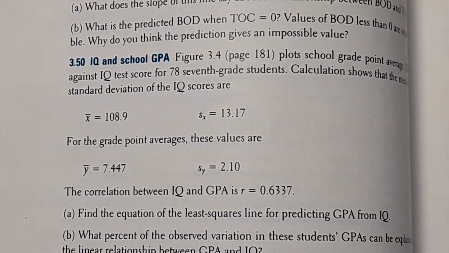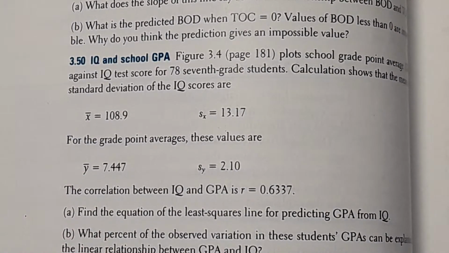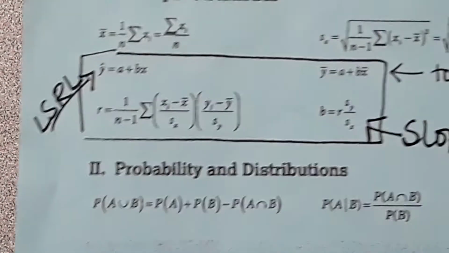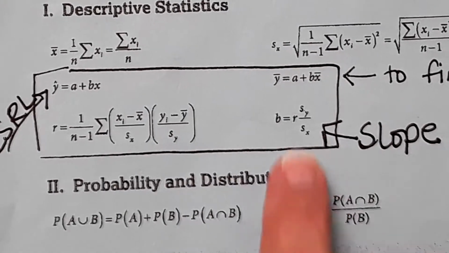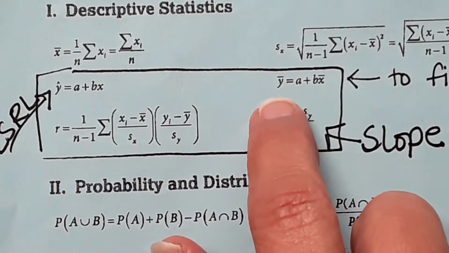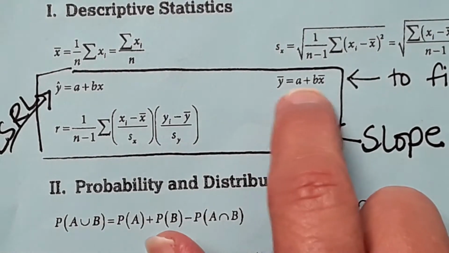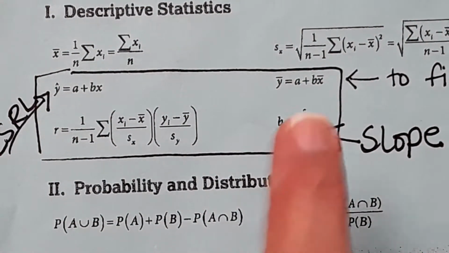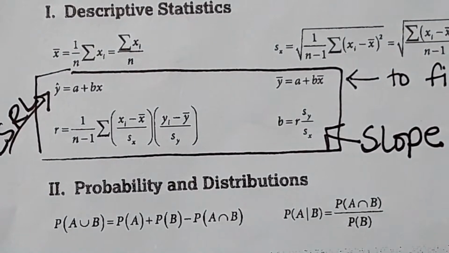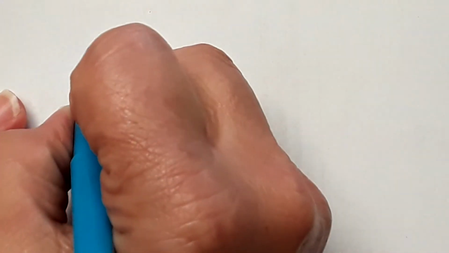Okay, so we're going to use our handy dandy formula sheet. So again, page 230, problem 3.50, and now we're going to use all of this good stuff right here. We can't find our A until we find our B, so we're going to find our B first. So here we go. B is known as our slope.